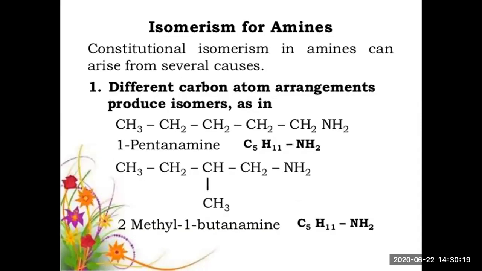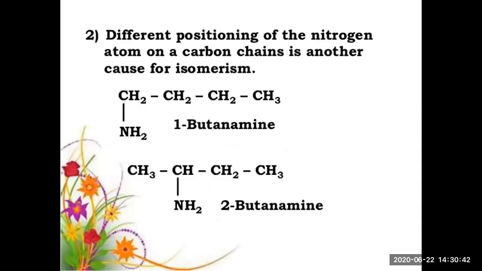Isomerism for amines. Constitutional isomerism in amines can arise from several causes. Different carbon atom arrangements produce isomers. This is one of the most common processes in organic compounds. So with the amines, this is also there in different ways and styles.